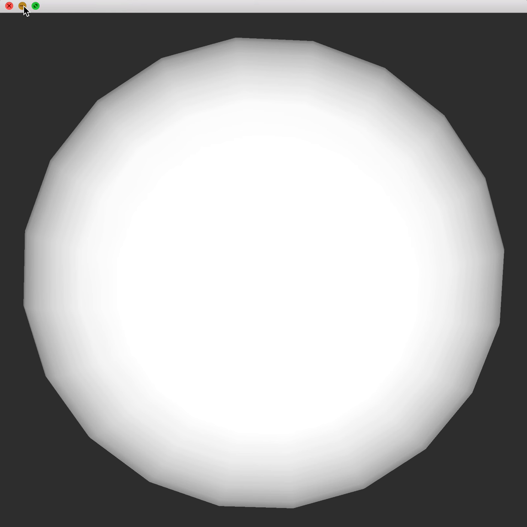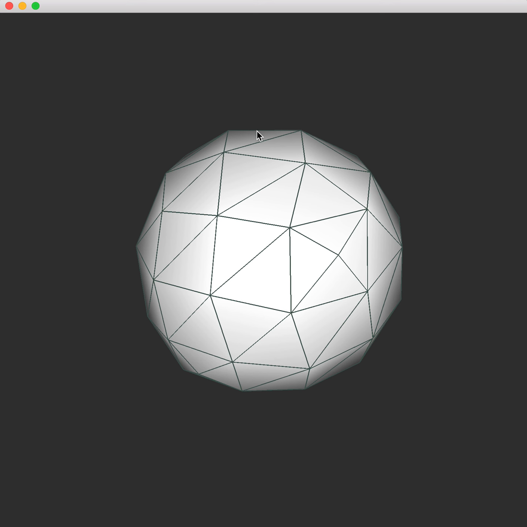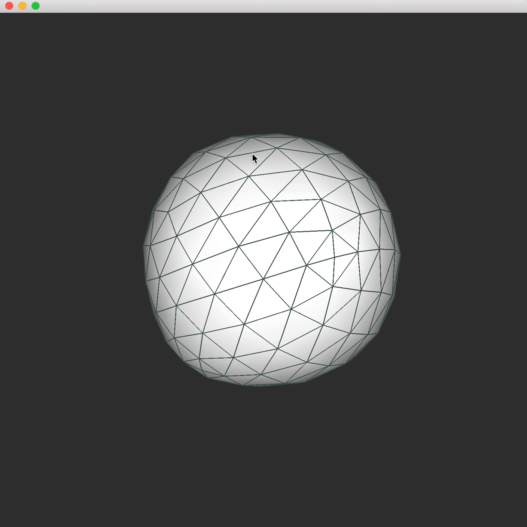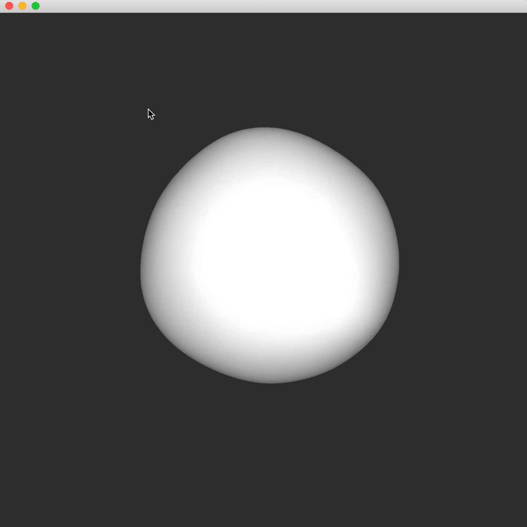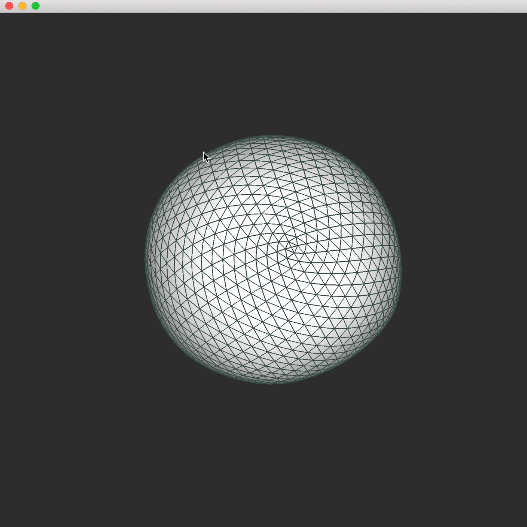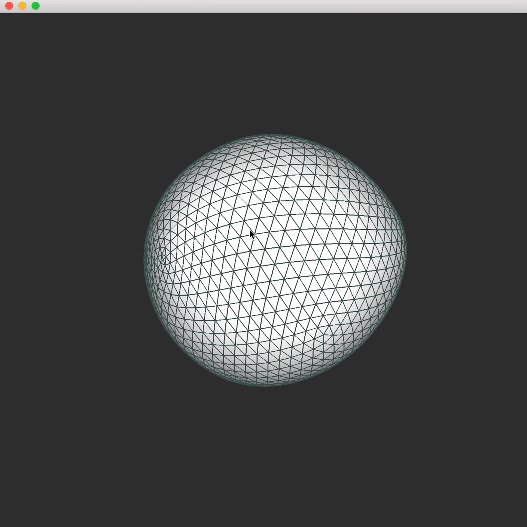Now we'll move to a cube. If we do the algorithm, the hard edges of the cube get smoother, and the figure starts to look like a slightly deformed sphere, or a potato. Again, we can easily see the irregularity corresponding to the original extraordinary vertices, which were at the corners of the cube.